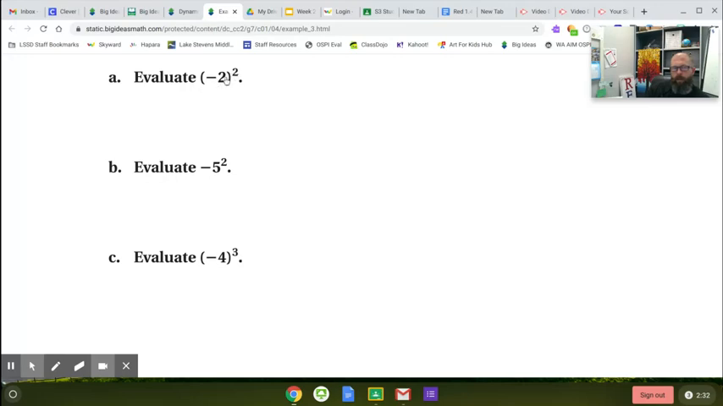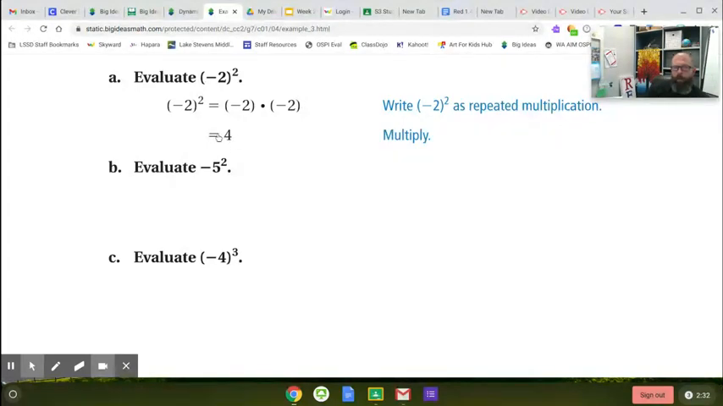That means I have -2 twice. And notice how this one's in parentheses and this one is not, and we'll see what the difference is. So what do we do here? We rewrite it as -2 times -2 because we do that 2 times. Okay? And so we just multiply. Remember, a negative times a negative is a positive. So we end up with 4.